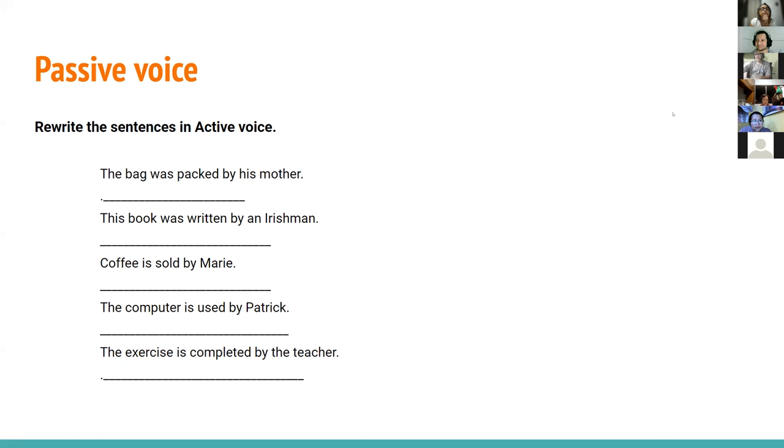Was packed by the bag. No, that is passive. Is packed the bag? His mother is packed the bag? Let's see. No. The bag was packed by his mother. His mother packed the bag.